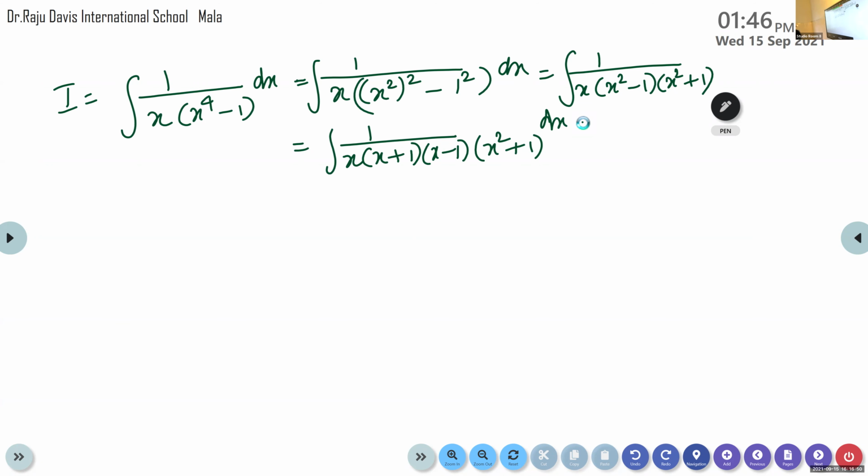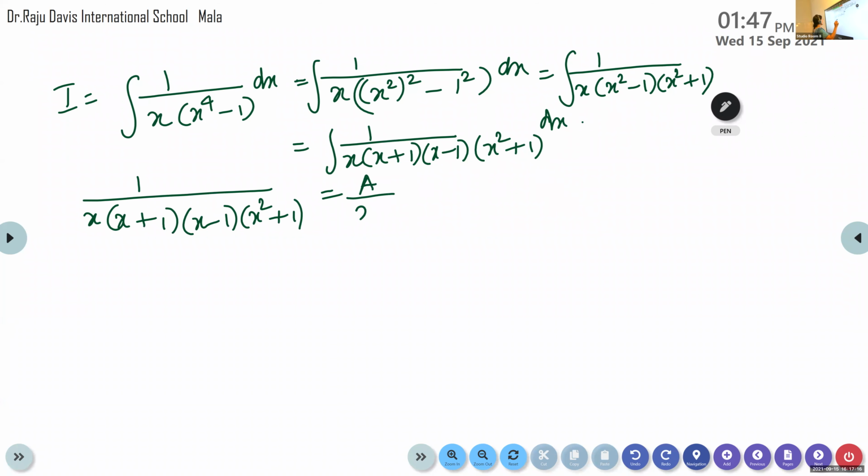Okay, so what we can do? By using partial fractions. And look at the condition, is it satisfied? Degree of the numerator is less than degree of the denominator. It is true, isn't it? So you take the term inside, x into x plus 1 into x minus 1 into x square plus 1. We can write this as a by x plus b by x plus 1 plus c by x minus 1.